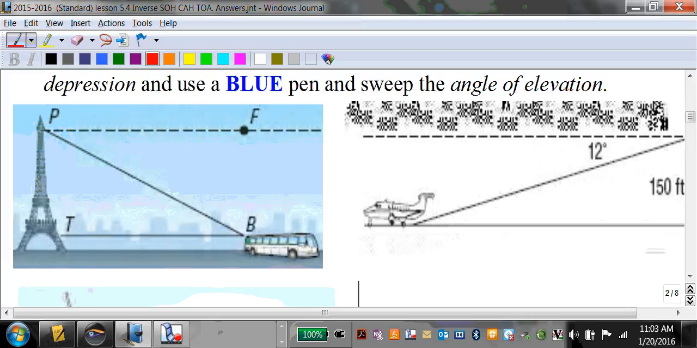Use E for elevation, D for depression. There's 4 of them. Make sure you do all 4. There's 4 diagrams: 1, 2, 3, 4. Let me slow down. One angle of elevation in each of the 4 diagrams. One angle of depression in each of the 4.